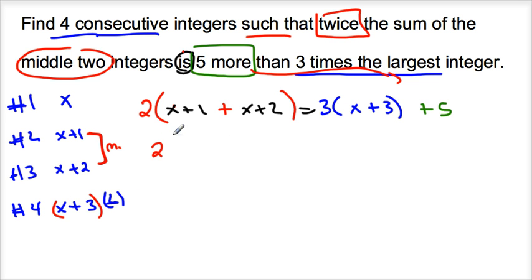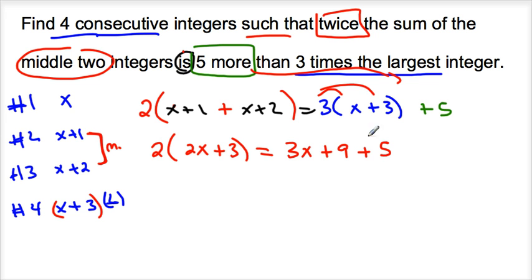Alright, so let's combine like terms. We have 2 times 2x plus 3. Just combining like terms in my parentheses. Distributing the 3 to both of these. 3x plus 9 plus 5. Alright, I'm going to distribute. Combine like terms. So I got 4x plus 6 equals 3x plus 14.